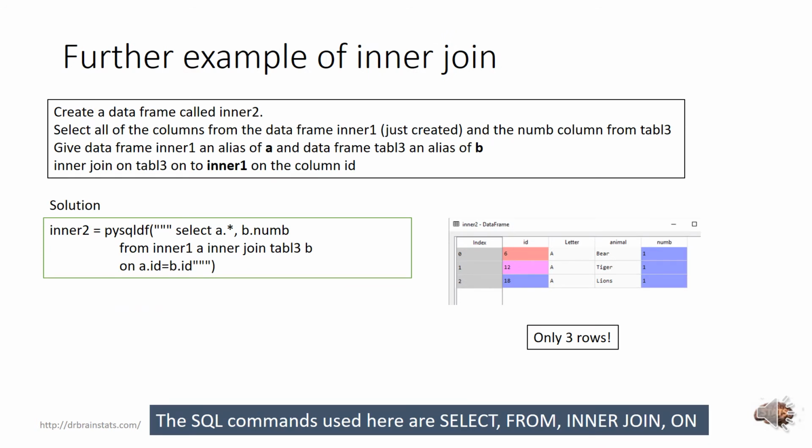Our next example of the inner join involves creating a data frame called inner2. We're going to select all of the columns from data frame inner1, which was just created, and the num column from table3. We're going to give data frame inner1 an alias of A and data frame table3 an alias of B. Use the inner join on table3 onto inner1 on the column ID. And as you can see, this only brings back 3 rows.